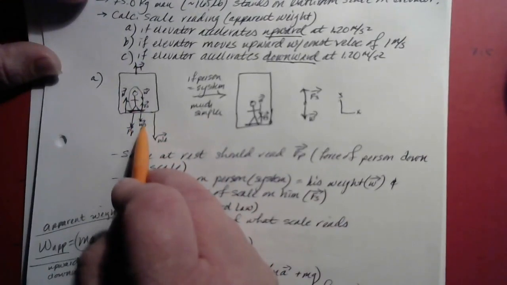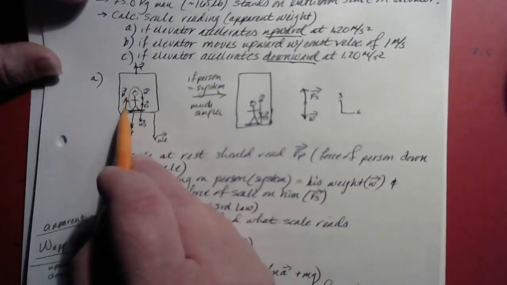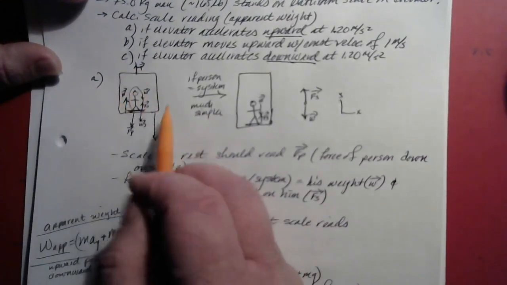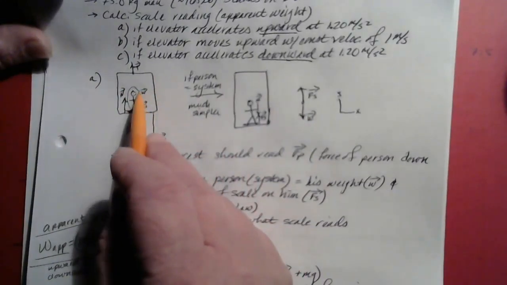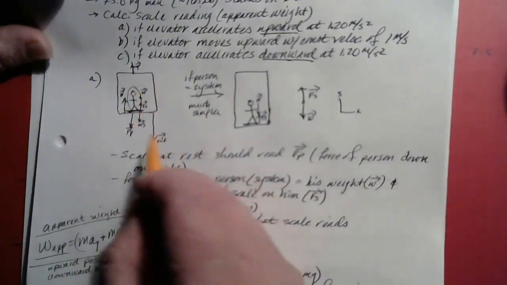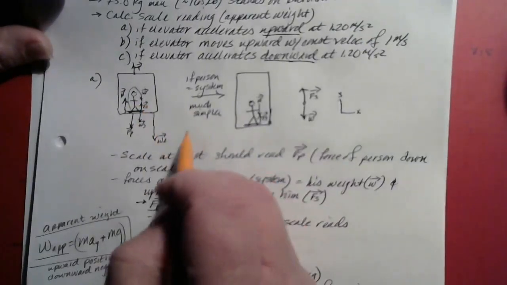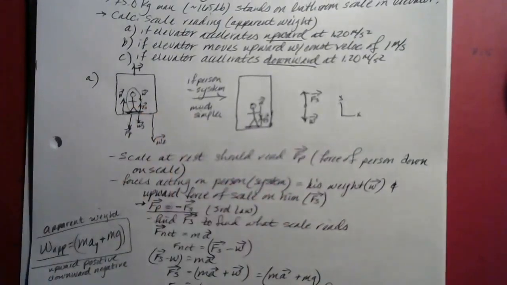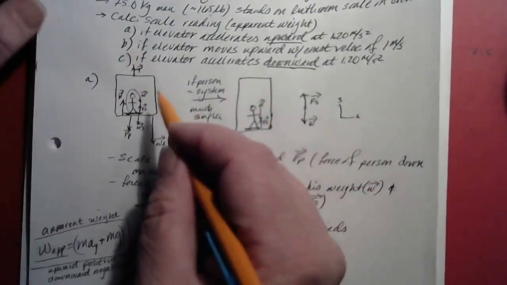You've got the weight of the scale itself pressing downward. You've got a normal force of the elevator pressing back upwards. And let's see, you've got the weight of the person pressing down on the scale, and the force of the scale pressing back up on the person. You've got the weight of the elevator too. That's a lot of forces to account for.